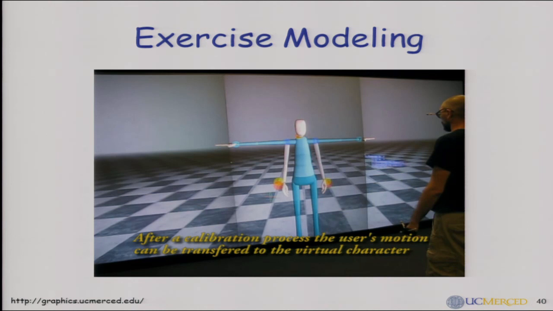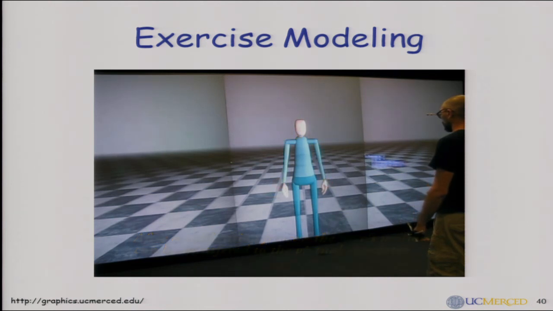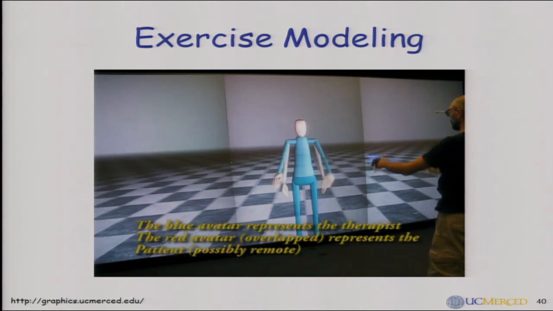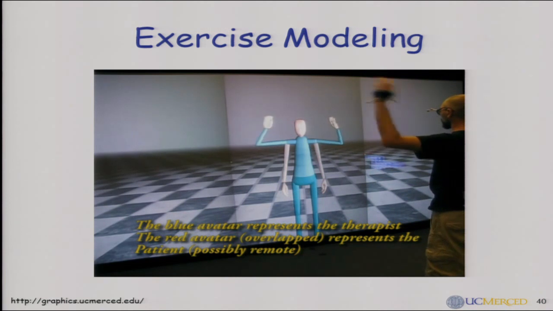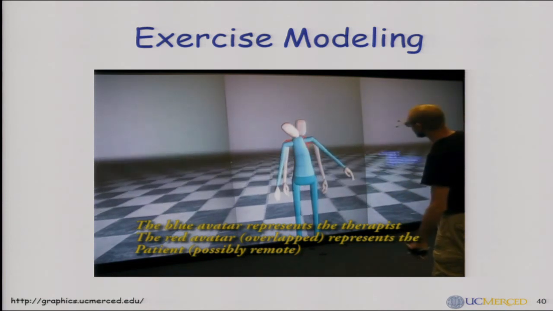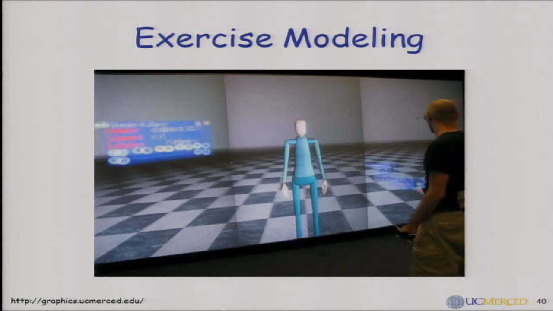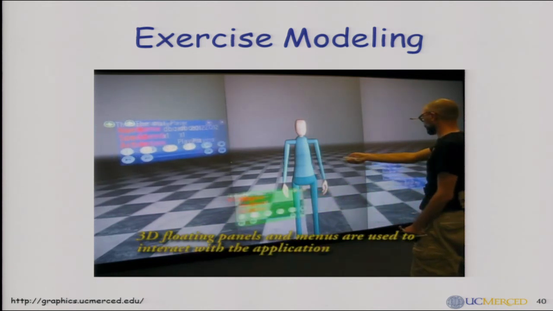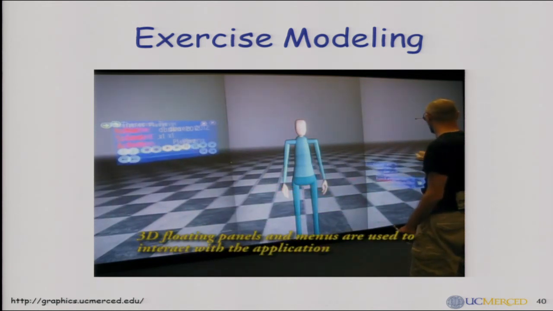So here is an example using our Powerwall setup. And this is, again, using a few markers of the Vicon tracking system. We're not tracking the full body, just a few markers on the hands, the head, and at the back here. So just for upper body motion tracking.